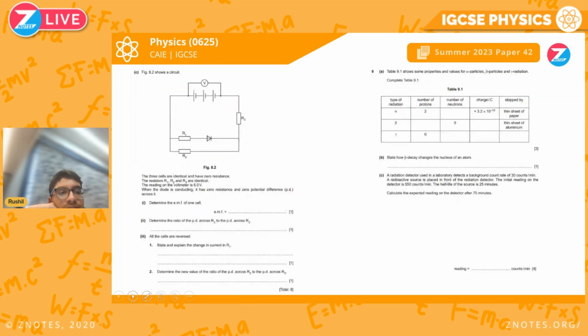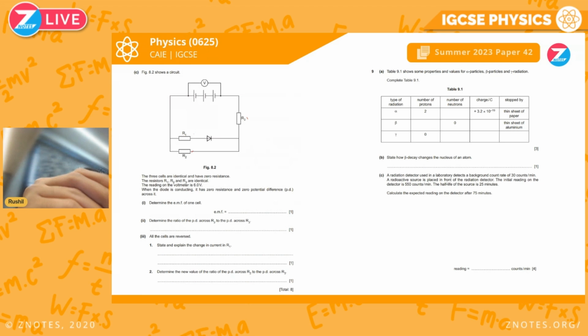Question C shows a circuit. The three cells are identical and have zero resistance. The resistors R1, R2, and R3 are identical. The reading on the voltmeter is 6 volt. So this whole battery has an EMF or potential difference of 6 volt. When the diode is conducting, it has zero resistance and zero potential difference across it. Okay. Determine the EMF of one cell.